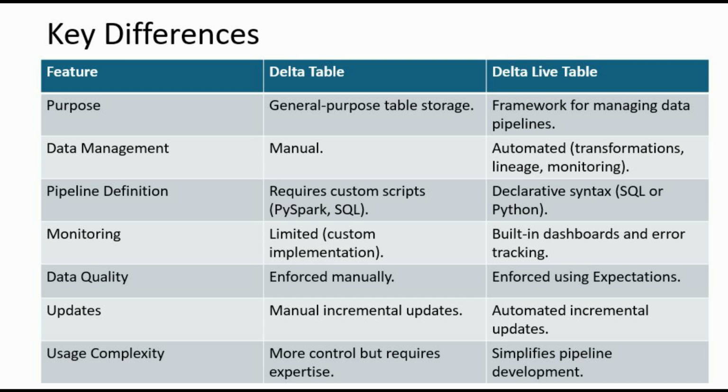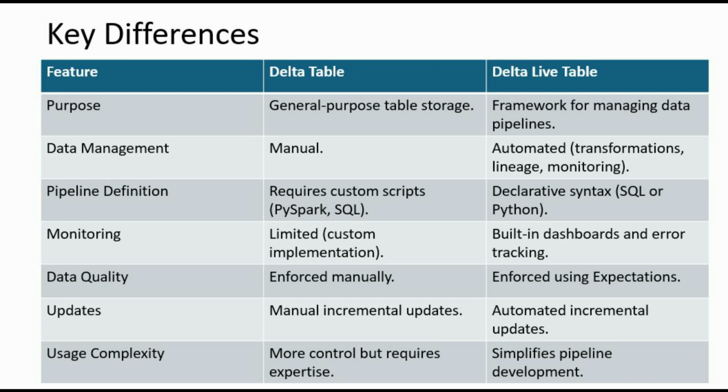Feature 2. Data management. Data management is manual in Delta Tables. You'll need to write custom scripts for transformations, updates, and maintenance. DLT automates data management tasks such as transformations, lineage tracking, and monitoring, significantly reducing manual intervention.